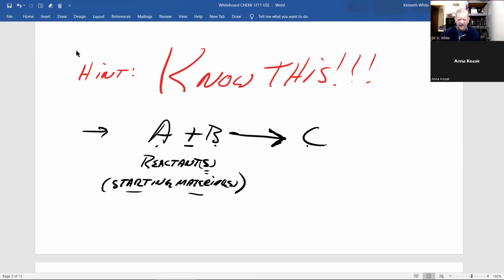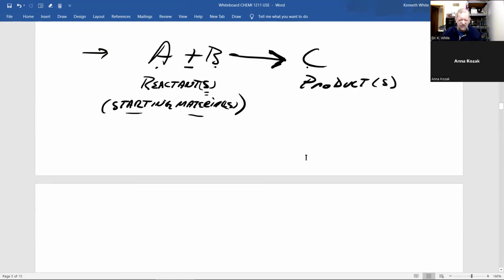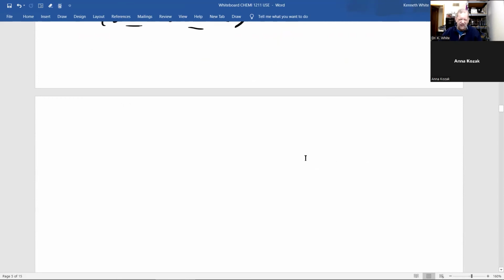At the head of the arrow, this is called the product. And if you have more than one, they're the products. C is the product, A and B are the reactants. So this is a chemical equation, A plus B. You mix the two together, and I'll teach you later on that for chemical reaction, things have to collide, and it makes C.